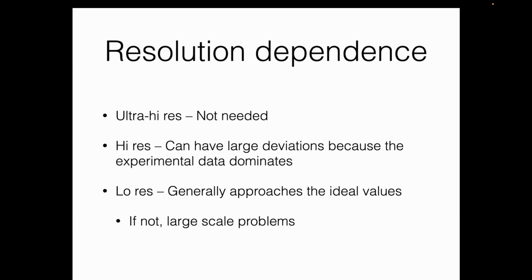At high res, even if the restraints are good, you're still going to have large deviations because the experimental data is specific to the specific model you have. So you'll often see large deviations from restraints at high resolution. And then at low res, everything should approach the ideal values. If it's not, then you have something really squiffy in your model, and you need to do a lot of rebuilding, like large scale problems, like you've got things going backwards and whatnot. So if you have a low res model and you don't have very close to ideal, you have big problems.